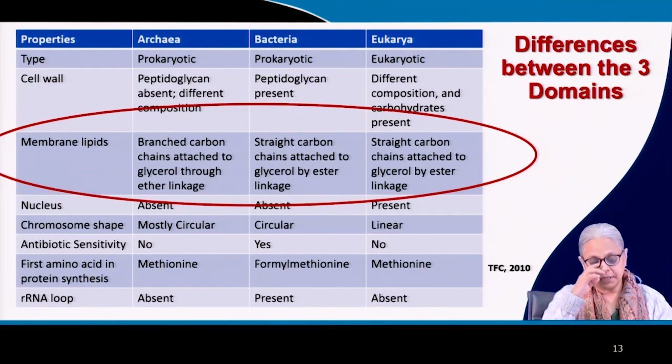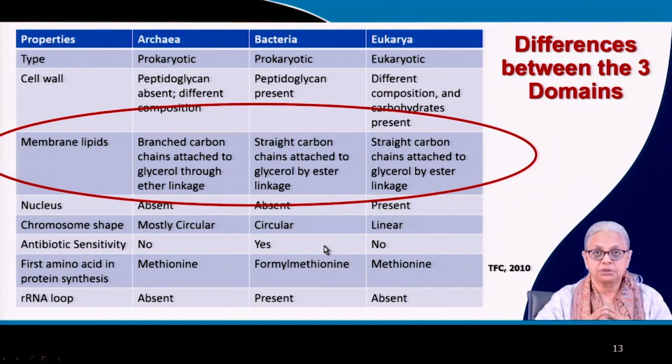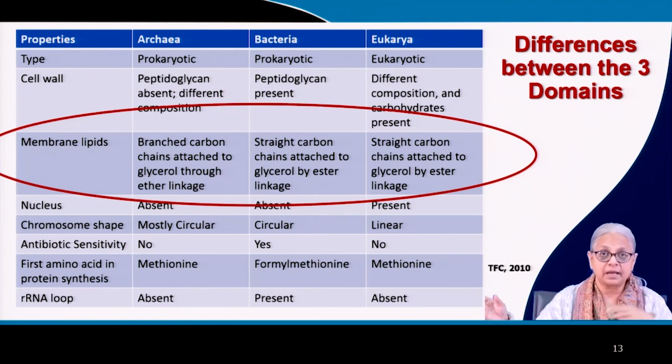So, like I said, the world is divided these days into three domains: archaeobacteria, bacteria and eukarya. If we focus on just the membrane lipids, people have observed that there are biomarkers that determine the differences between these three domains. Archaeobacteria have branched carbon chains attached to the glycerol through an ether linkage. I already mentioned that ester versus ether is a biomarker that separates bacteria and eukaryotes on one side and the archaeobacteria, the more primitive organisms, on the other side.